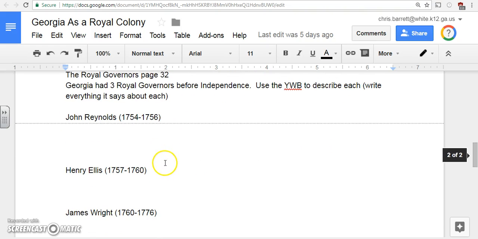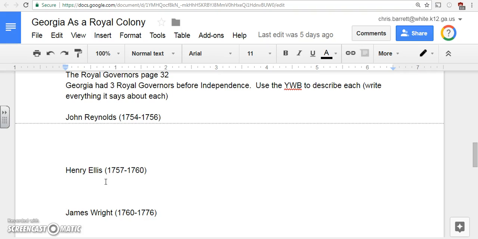Then we got into the 3 royal governors: John Reynolds, who's the first governor, Henry Ellis is the second governor, and James Wright is the third governor. The biggest thing that you need to know about these 3 is that John Reynolds was the first, that he really wasn't successful. The king removed him. Henry Ellis was successful. He helped them establish a budget, create different laws and rules. He got a lot of lands from the Creek, but he was an older man who got sick, and so he went back to England.